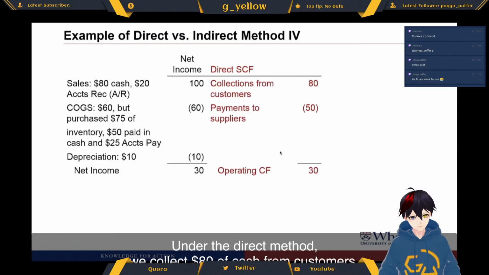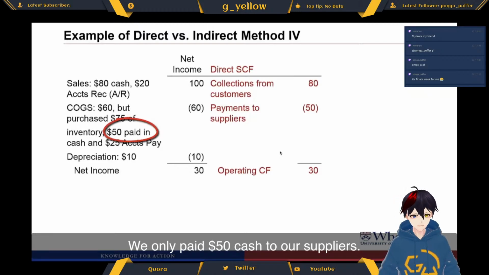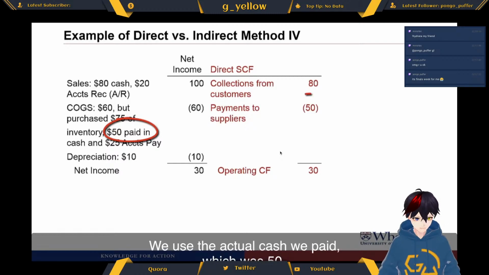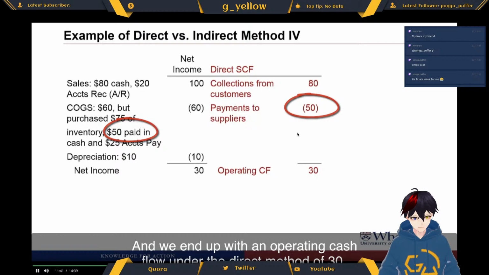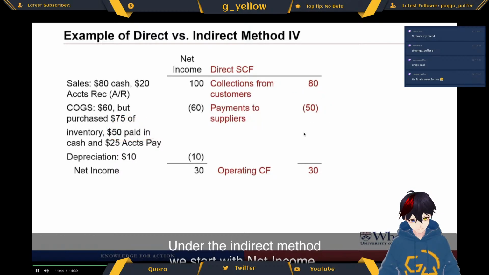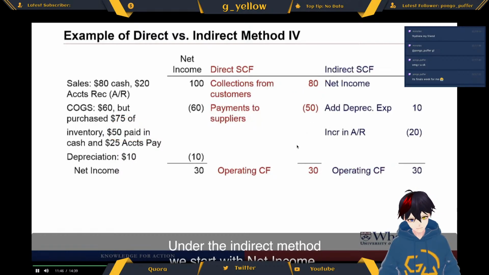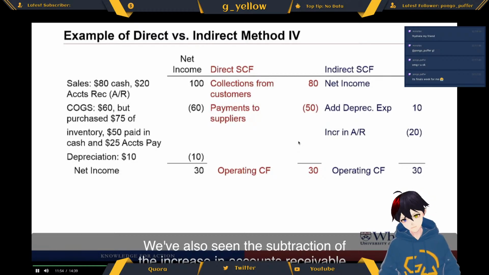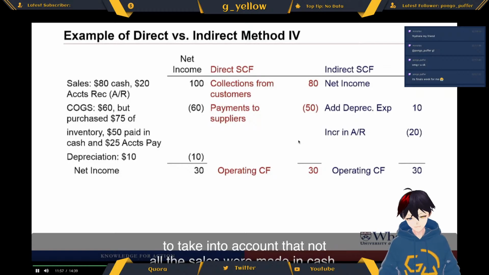Under the direct method, we collect $80 of cash from customers. We only paid $50 cash to our suppliers, so we don't use the COGS amount or how much inventory we bought. We use the actual cash we paid, which was $50, and we end up with an operating cash flow under the direct method of $30. Under the indirect method, we start with net income. We add back depreciation expense, so we've seen those two steps before. We've also seen the subtraction of the increase in accounts receivable to take into account that not all of the sales were made in cash.